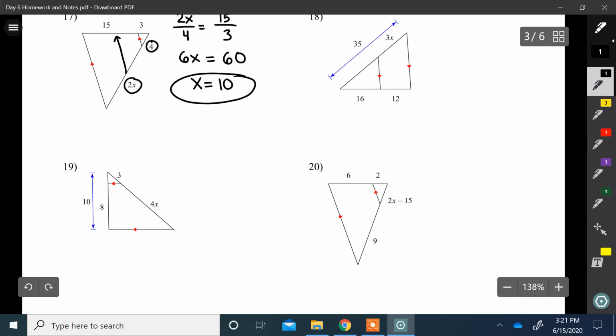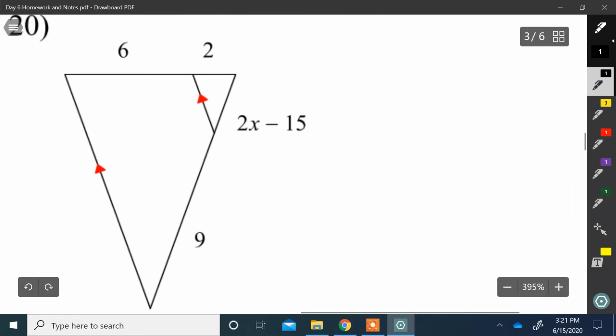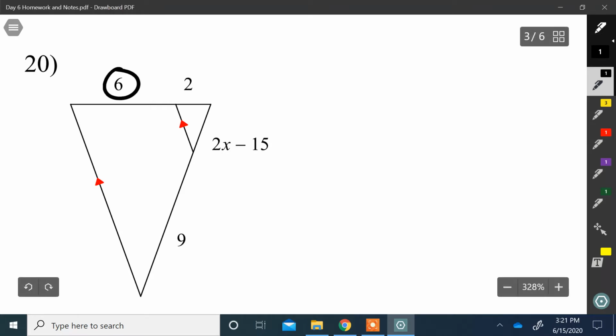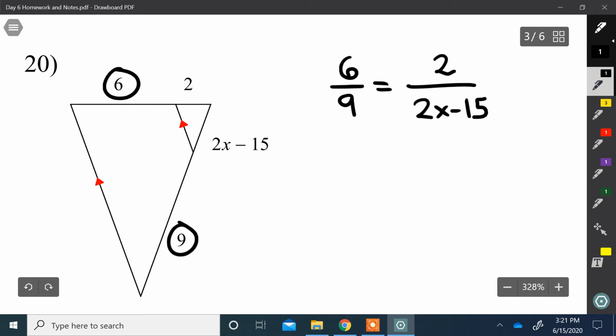Okay, 19 should be pretty easy. You should be able to figure that one very easily. Because of that, I'm going to do number 20. That is a little bit more challenging, but it's actually pretty easy as well. 6 over 9 is equal to 2 over 2x minus 15.